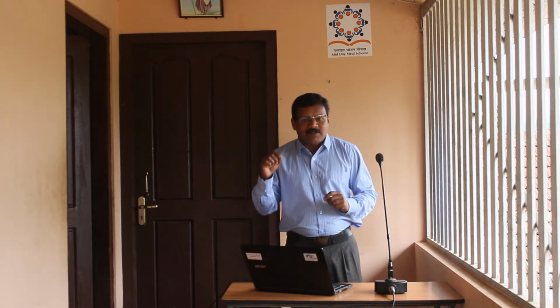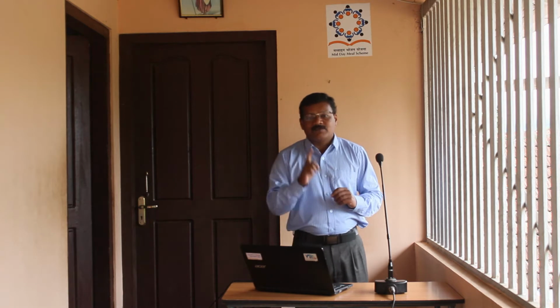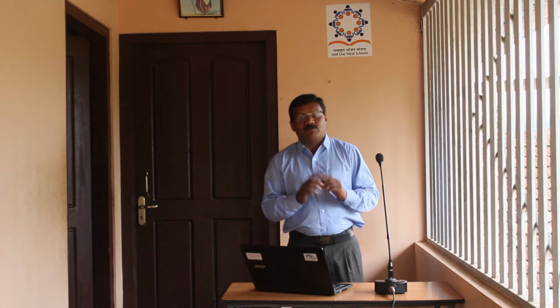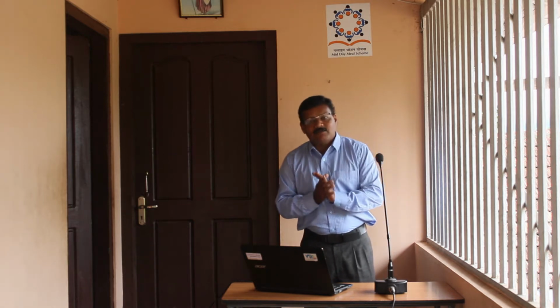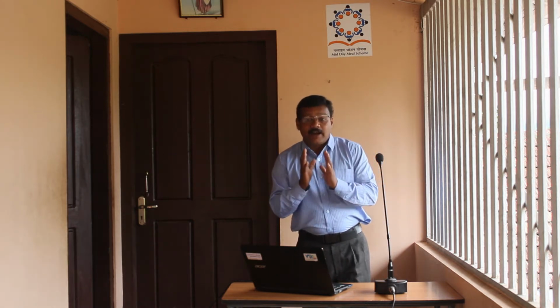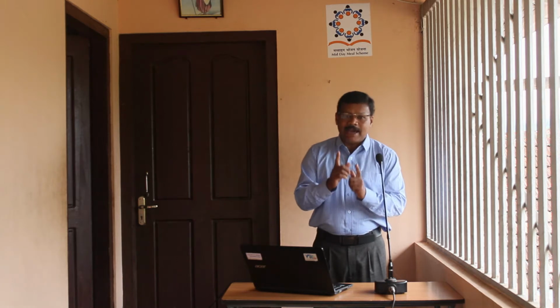1 meter is divided by 100, we get 1 centimeter. 1 meter is divided by 1000, we get 1 millimeter. 1 meter is divided by 10 lakhs, we get 1 micrometer. And 1 meter is divided by 100 crores, we get 1 nanometer.